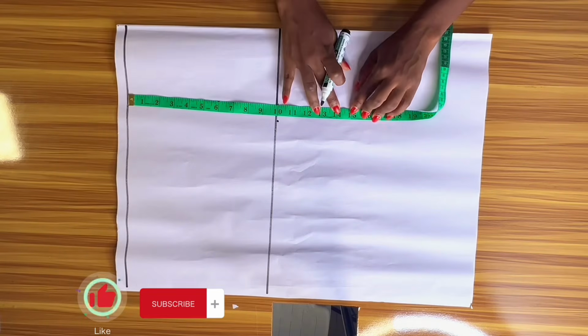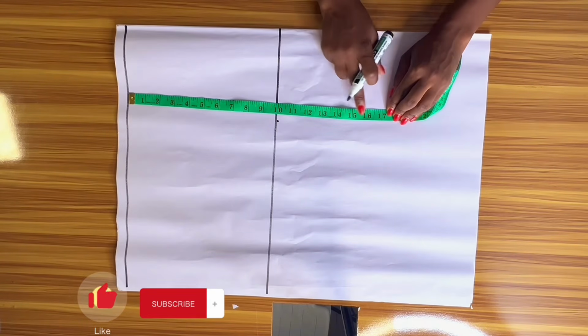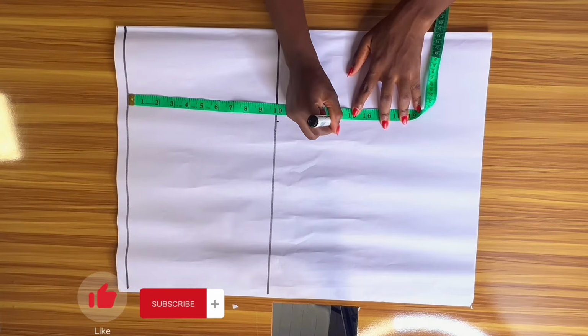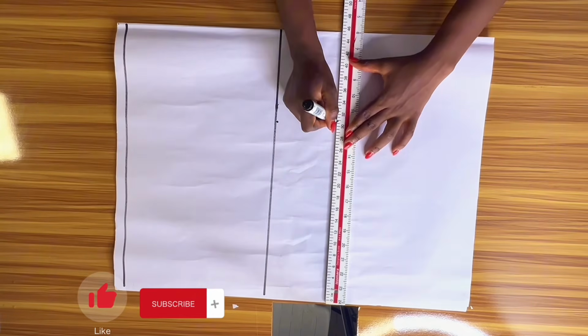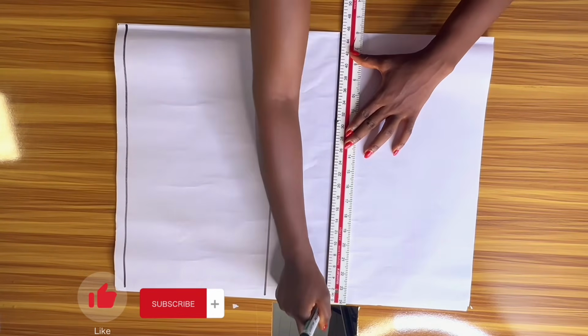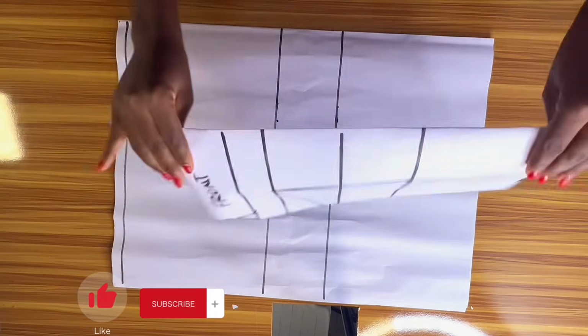Why my shoulder to waist measurement in front is 16 inches is because the front is different from the back. Our back is straight, so I'm going to use 14 inches because that is what I have from my shoulder to my waistline at the back.